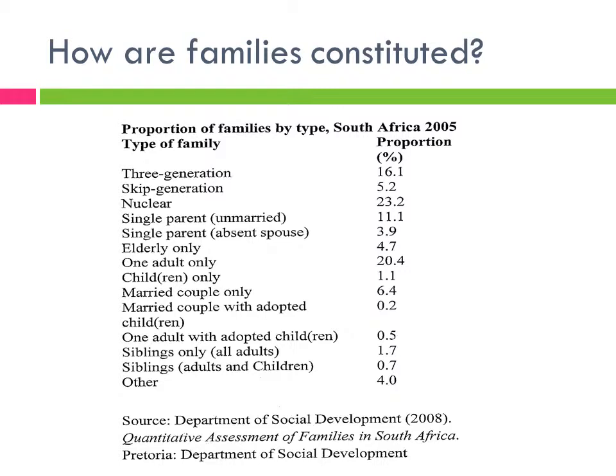We can also see that there were quite a number of single-parent families, with 11.1% consisting of unmarried single parents and 3.9% consisting of an absent spouse. We can also see that there were a small number of families that consisted of children only. That's your 1.1% were child-headed households. And then we have 4.7% consisting of elderly family members only. We can also see that there was a big trend towards 3-generational families, which is at 16.1%. Take a minute to look at this graph.